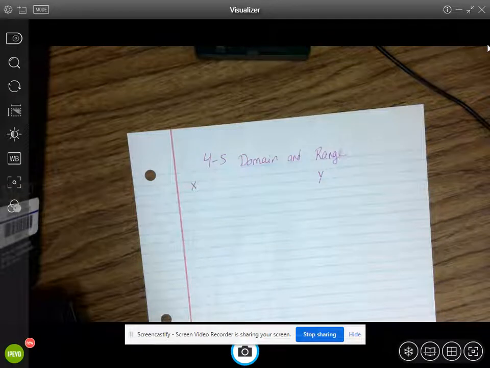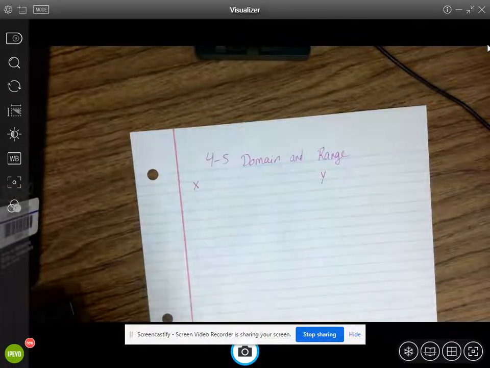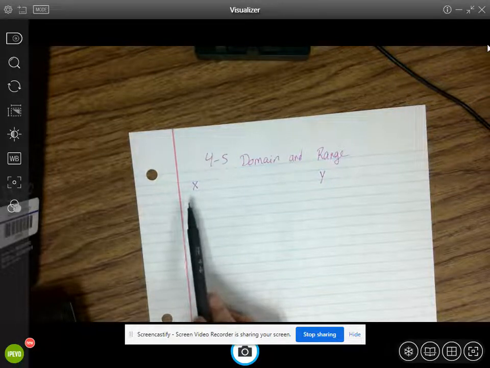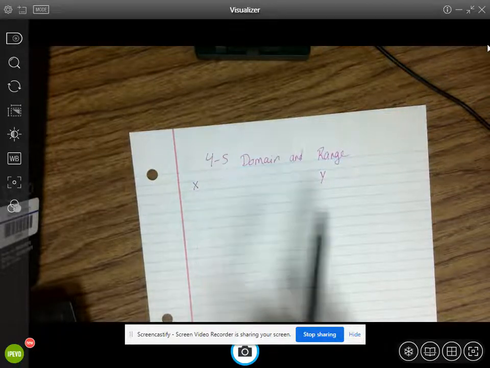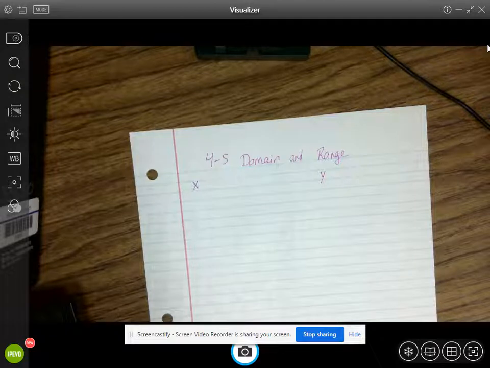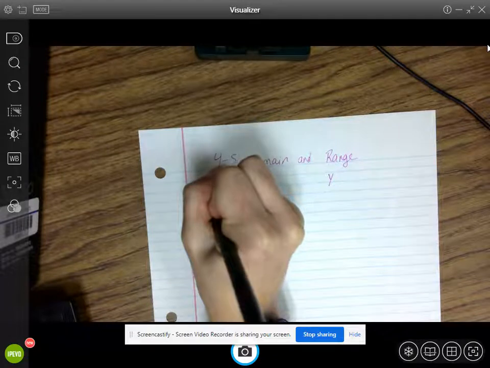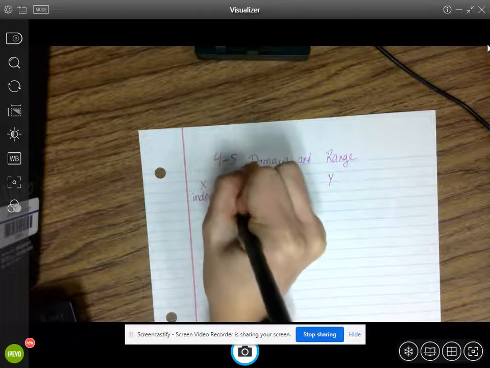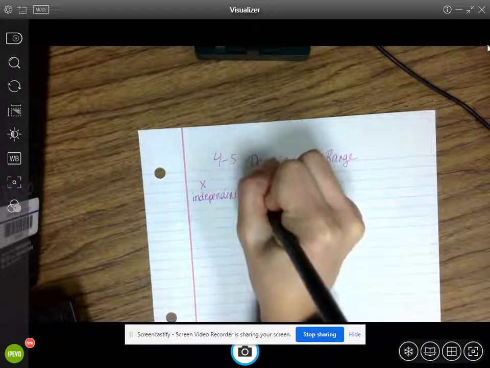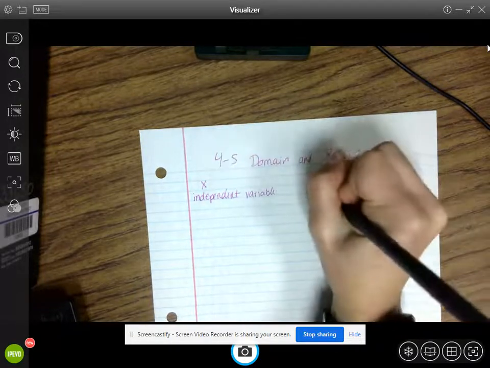Okay, in the last lesson, you learned that one of these is the independent and one of them is the dependent variable. So recall, is X independent or dependent? And then is Y independent or dependent? So think about that, pause the video, which one is independent and which one is dependent? X is independent. And Y is dependent.